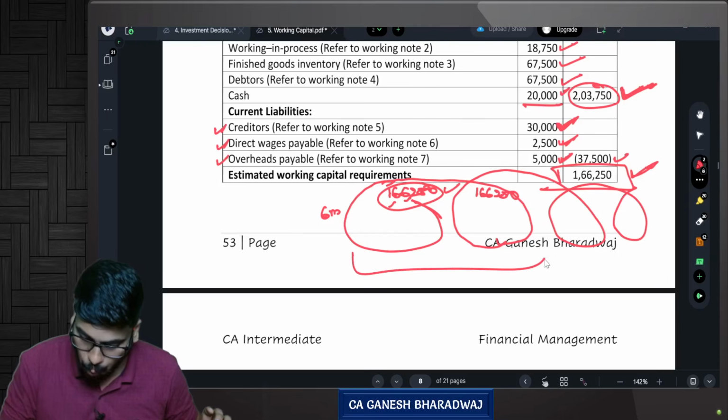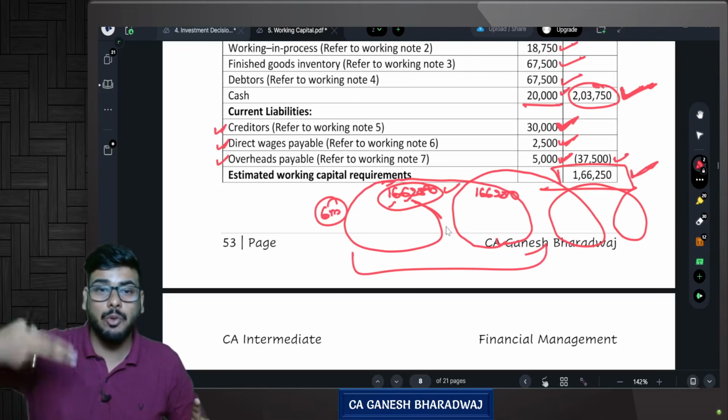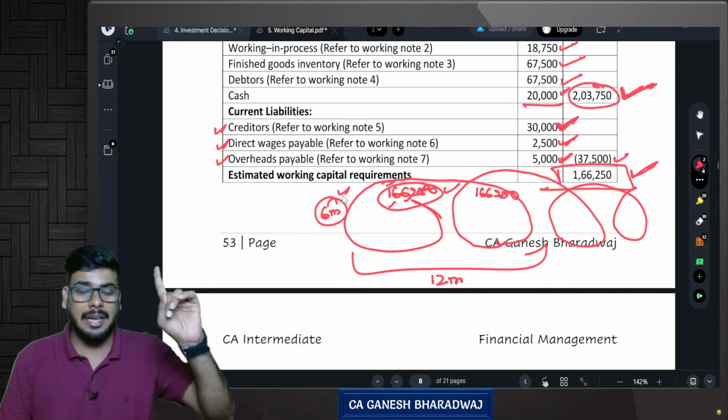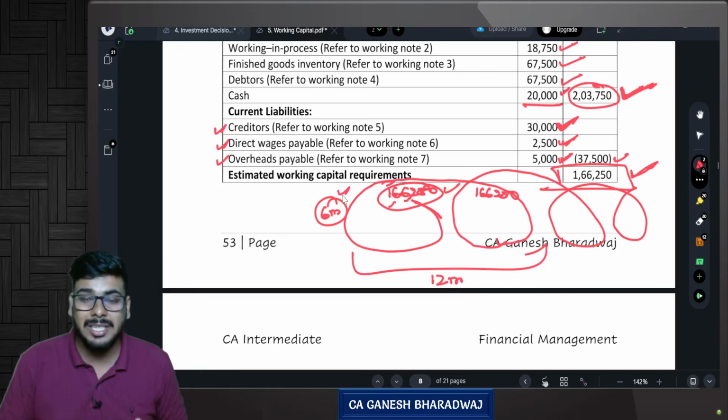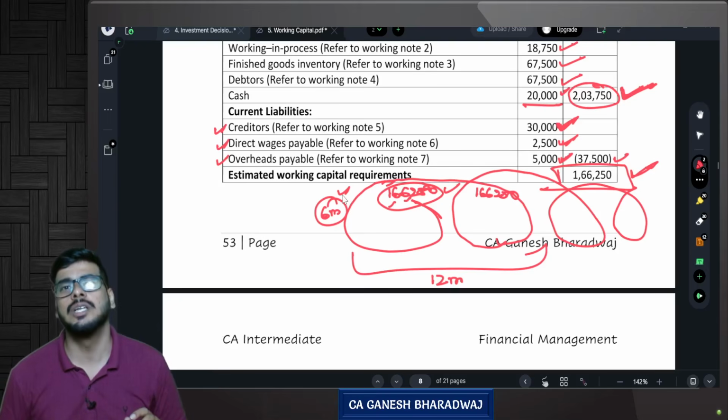Or in other words, in this example, if the working capital cycle is 6 months, in 1 year, you have 2 cycles, correct? In a year, you have 12 months, and one cycle is for a period of 6 months. So in this case, in a year, you can have 2 working capital cycles. Are you clear with this?